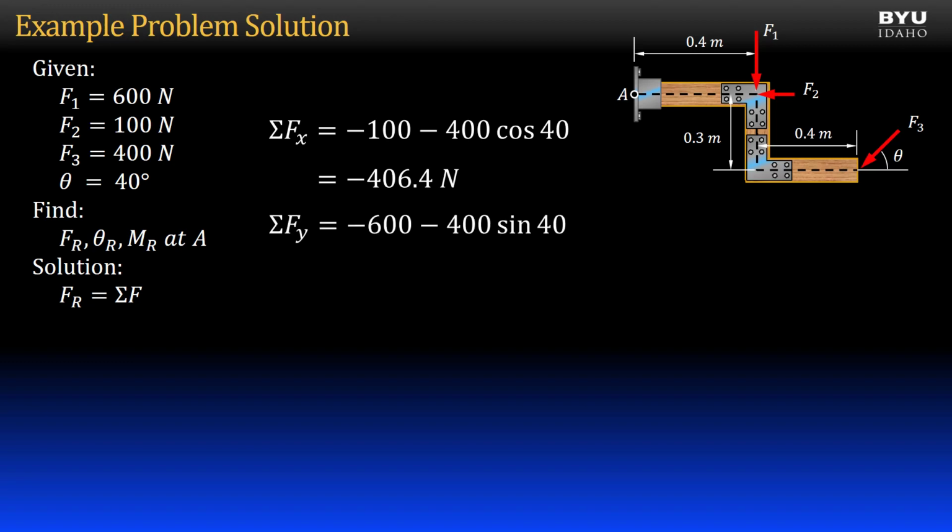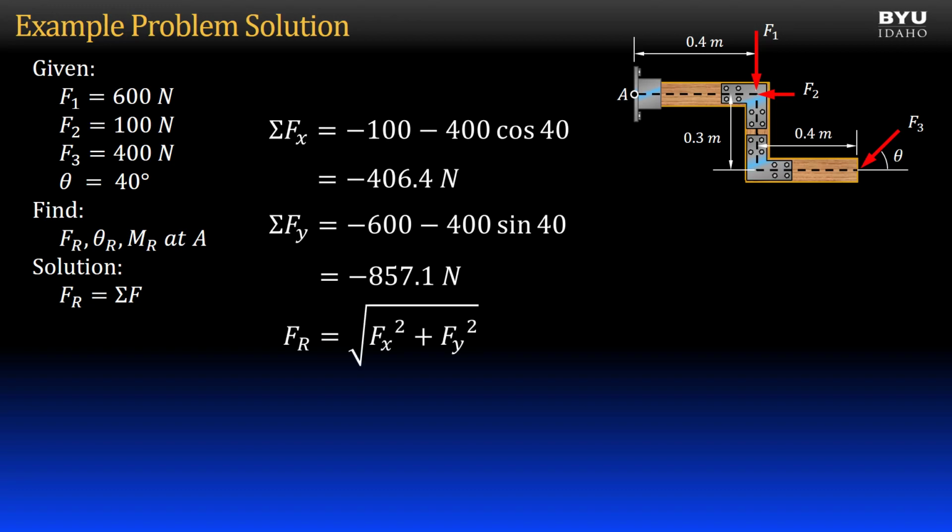Now the y direction, with forces directed upwards as positive. We have F1 acting downward as negative 600, and the vertical component of F3 also acting downward as negative 400 sine 40. Simplifying, we get negative 857.1 newtons.